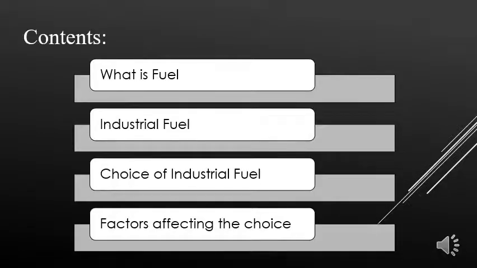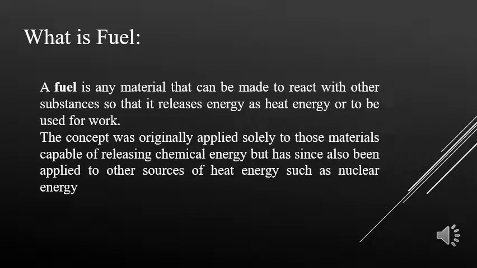The table of contents is: first of all, we will discuss what fuel is, what the different industrial fuels are, and we will give the details of these industrial fuels. After that we will choose a specific industrial fuel and study the different factors which affect the choice of that industrial fuel. What is fuel?